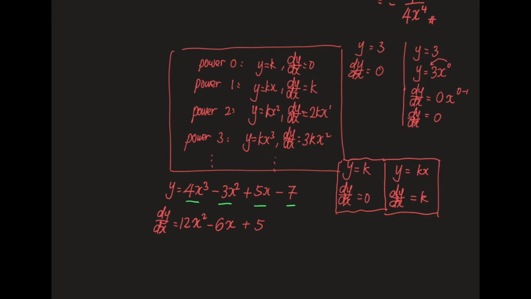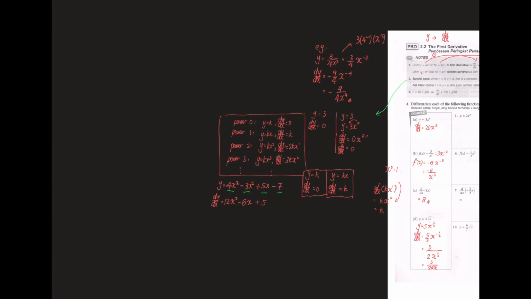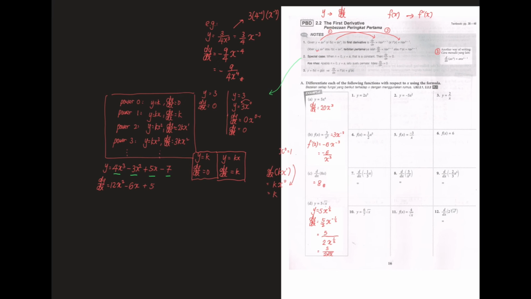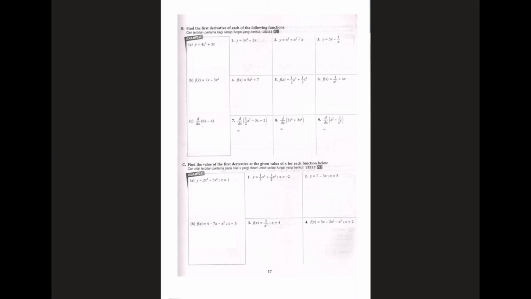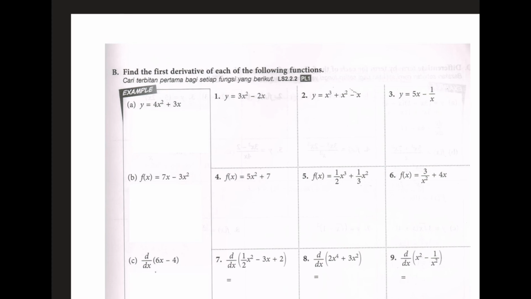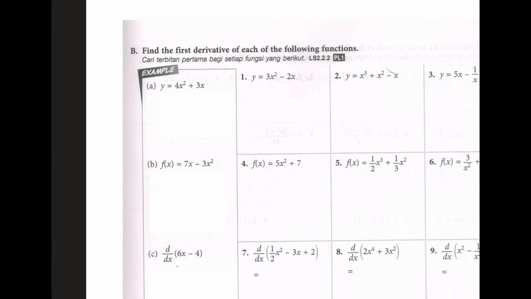Okay, so this is the first page. So we have done everything here. And then, okay, we move on. Okay, let's see more example. We look at B. Find the first derivative of each of the following functions.